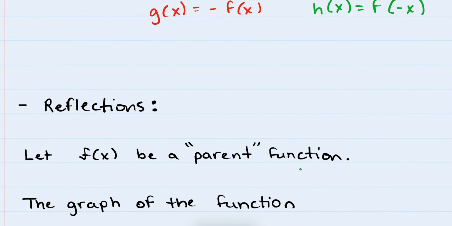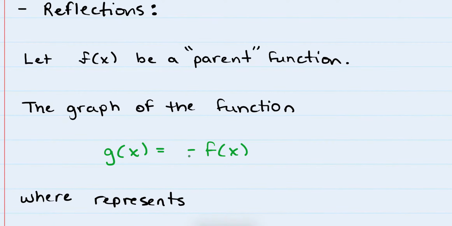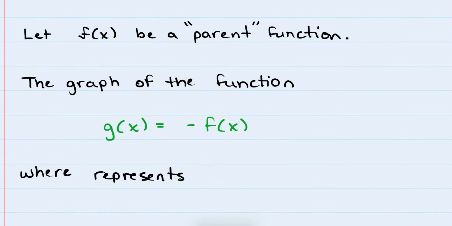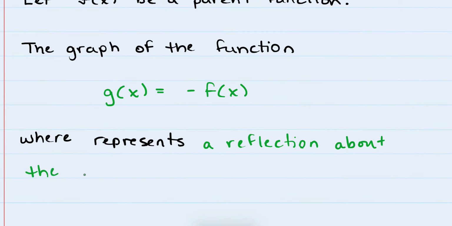So if we have a parent function, and we put a negative on the outside of the parent function and call it g of x, this represents a reflection about the line y is equal to 0, or the x-axis. So negative on the outside, reflection along this line.